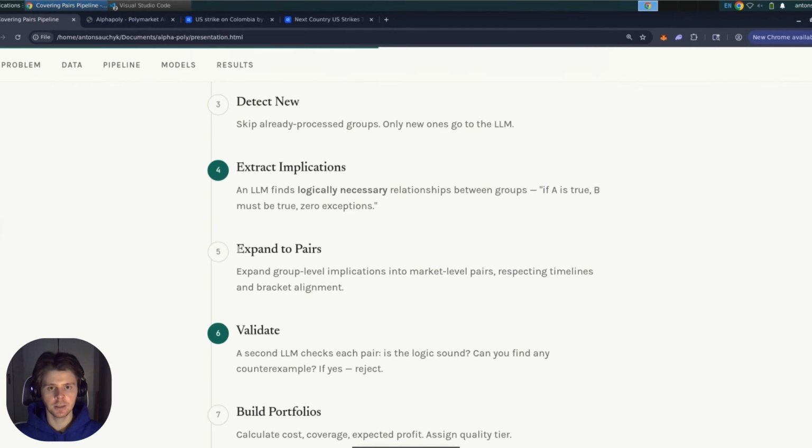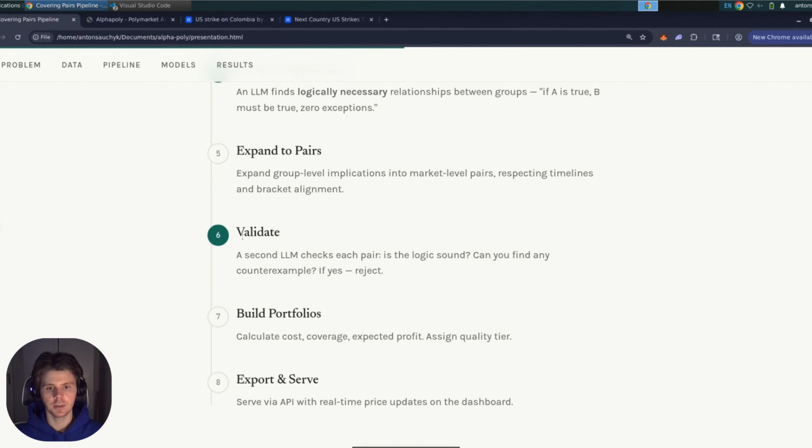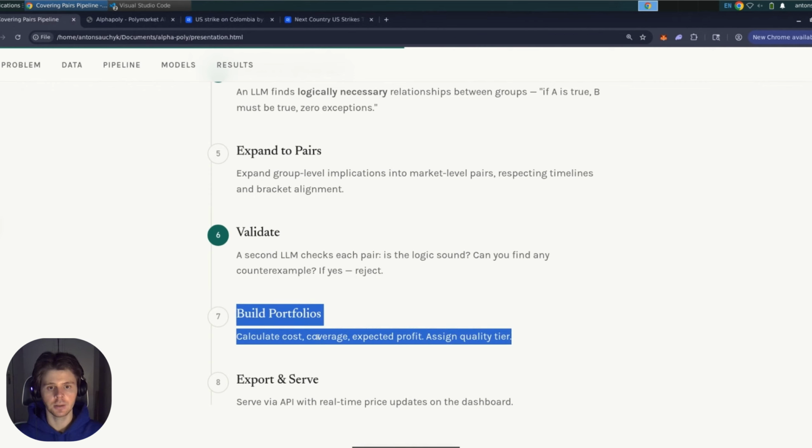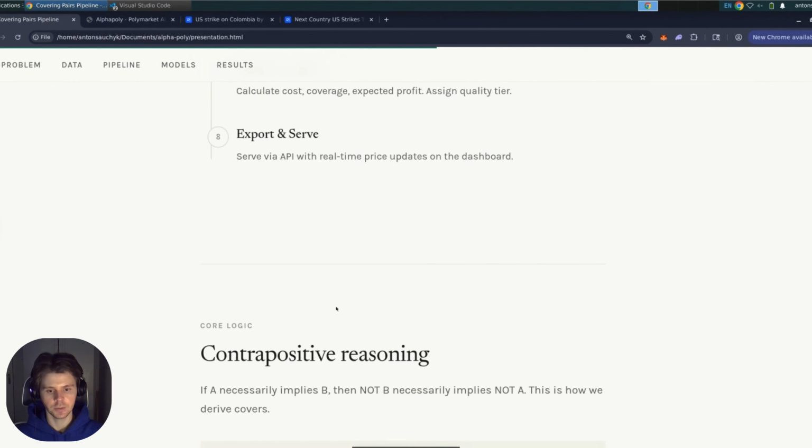Then we need to expand those pairs into market level. Here we apply some rules to respect timelines and deadlines. Validator is the second model. It is important to have this model very strong at reasoning because this is the model which filters all invalid pairs. After that, we do some calculations and this information appears on our front end.